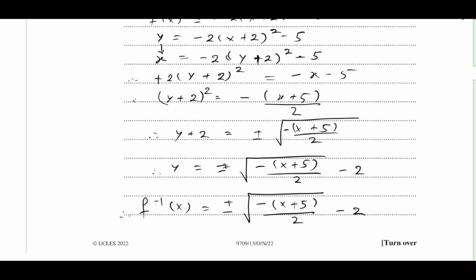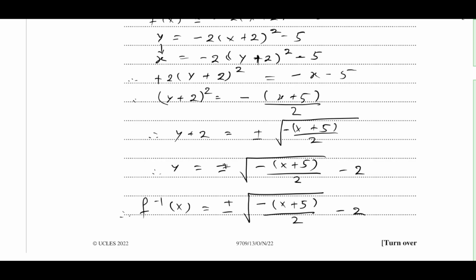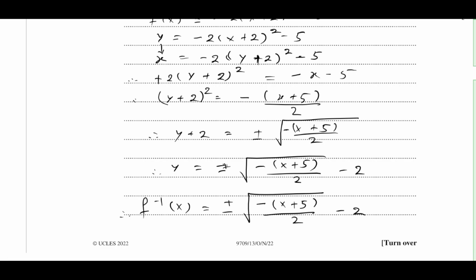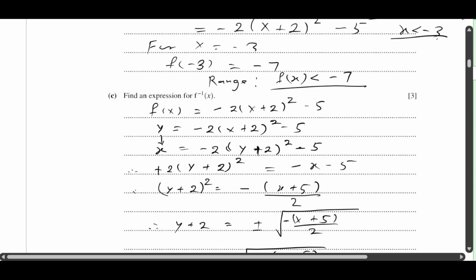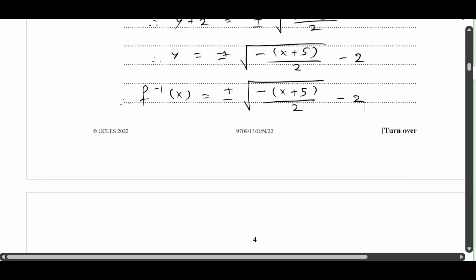So this is your f inverse x, right? Okay, now one more thing. As you know, the domain for the function was x less than minus 3, and the range is f(x) less than minus 7. So my domain and range both are negative. So for the inverse function also I should get negative values only.